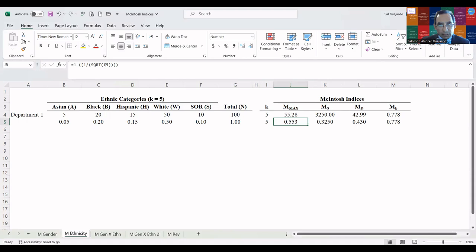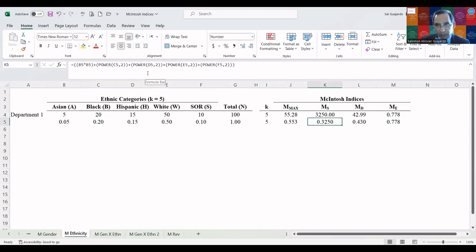So again, to calculate the maximum McIntosh diversity value for the ethnic-based data, it's going to be 1 subtract parentheses 1 divided by the square root of I5, and in this case I5 is 5. So it's going to be 1 subtracted by 1 divided by the square root of 5. That gives me a value of 0.553.